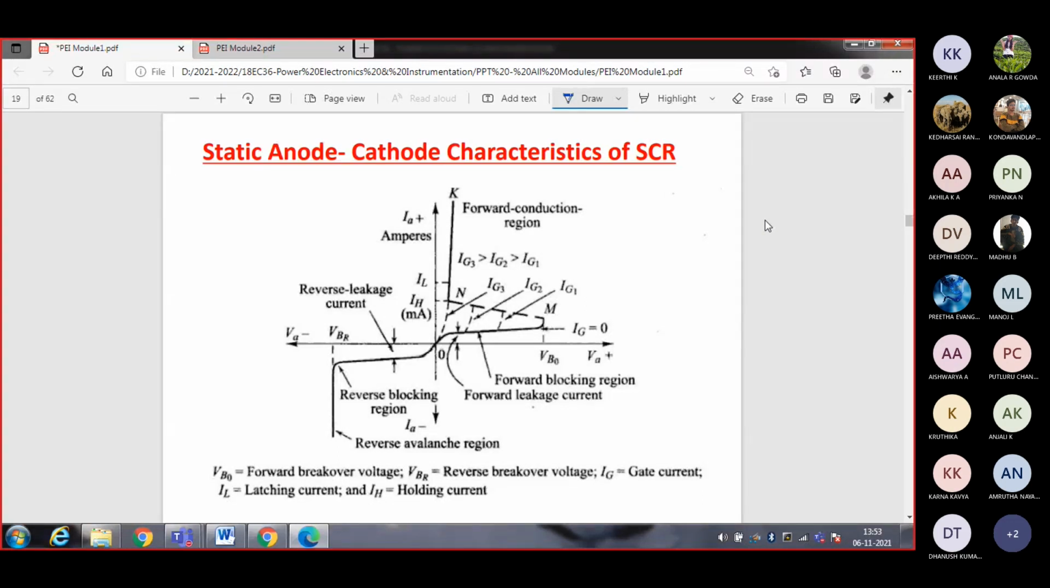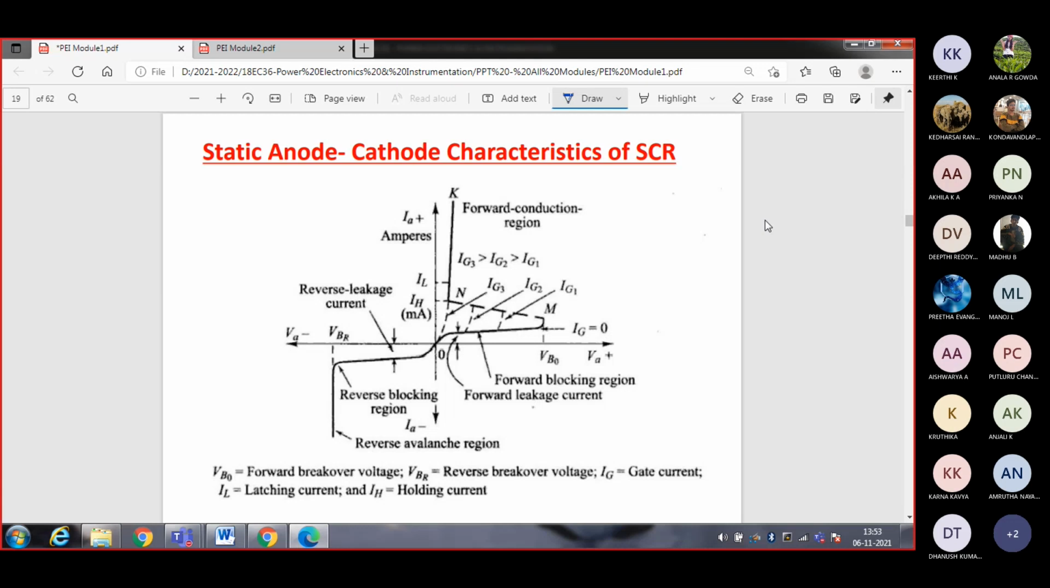You should explain what the forward conduction region is, what forward leakage current is, and what the forward blocking region is. Finally, when IG, the gate current, increases, what happens? Initially, gate current is zero. As you apply the gate current, your triggering changes, that is your firing angle. The firing angle comes into the picture, it triggers, and finally you get the shoot in the current.